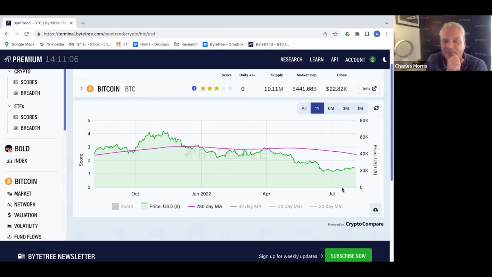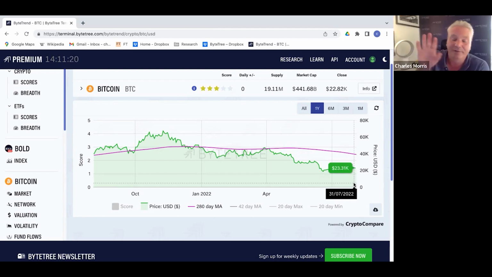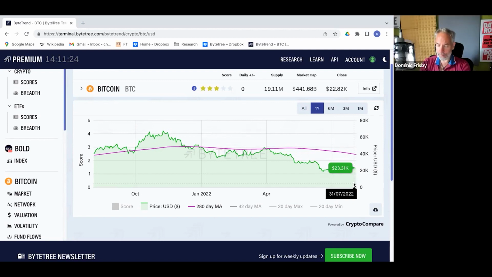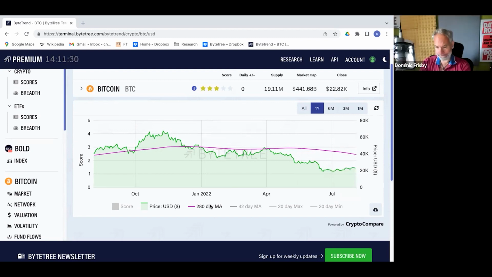That's fabulous. So here's the price of Bitcoin at 20-something thousand, 22,000, and it's below the 200-day moving average. The second thing is that the slope of the 200-day moving average, sorry, 280, is negative. So those are two negative points: we've got a price below a moving average, and we've got a negative sloping moving average.